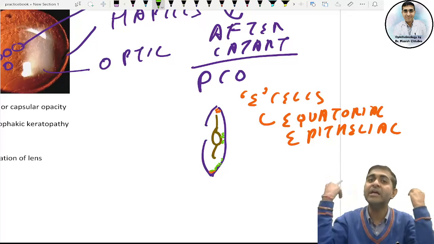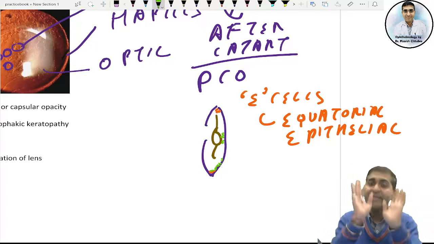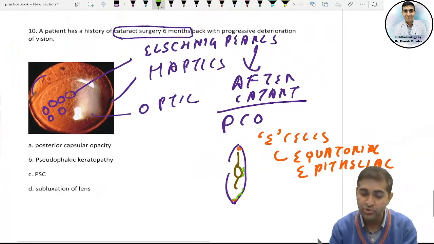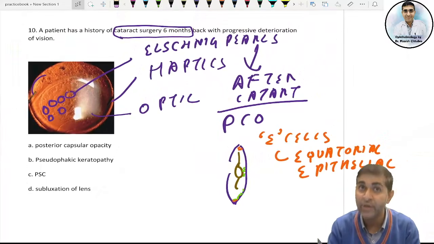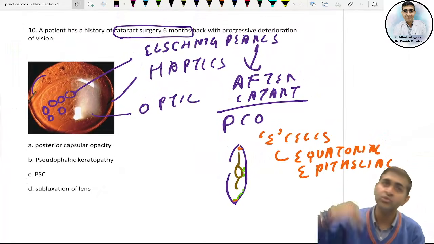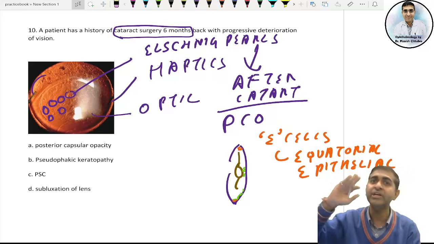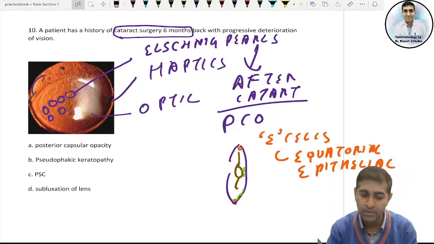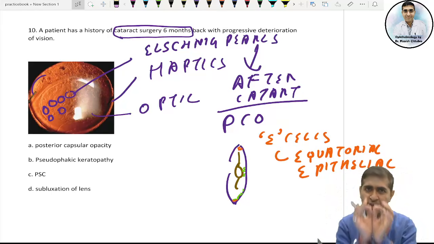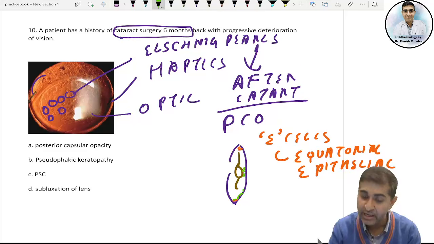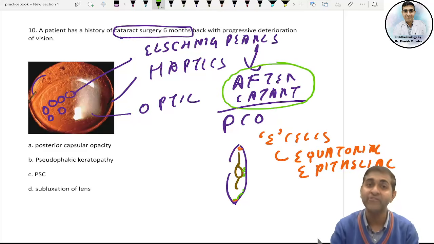So in an uneventful cataract surgery, when the patient comes to you with progressive loss of vision and you examine the eye and everything appears normal, you should think of the most common late complication of cataract surgery, which is after cataract.